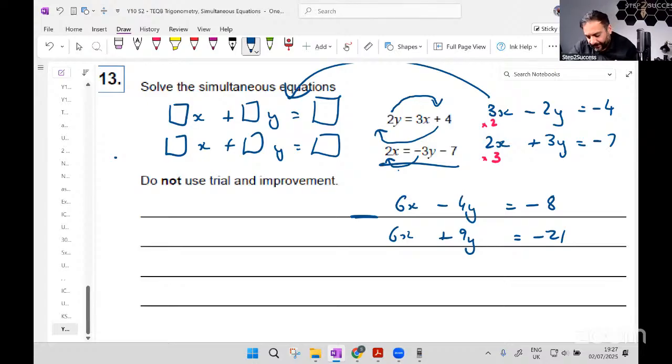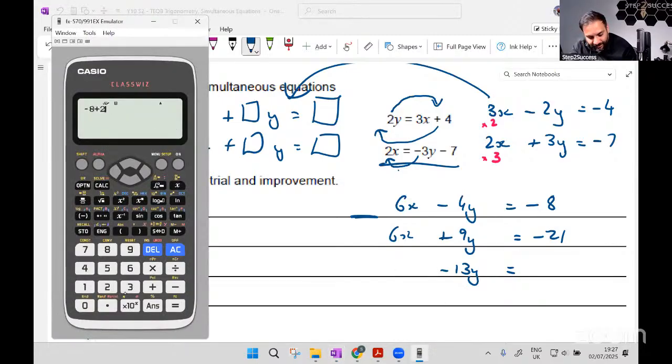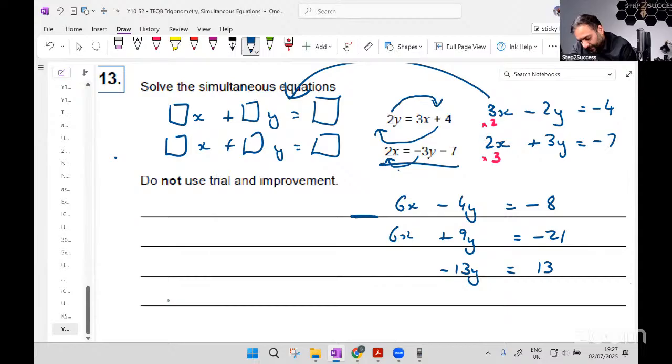So if I now subtract these equations, 6x take away 6x, you'll get 0. Minus 4 take away 9 is minus 13. And minus 8 minus 21 is minus 8 add 21. Use your calculator if you're not sure, which is 13. Which means that y is 13 divided by minus 13, which is minus 1. Regardless of which way you do it, you should get that answer. Otherwise, you've made a mathematical error, like got a minus or a plus the wrong way around. But if you do that, you should get that.